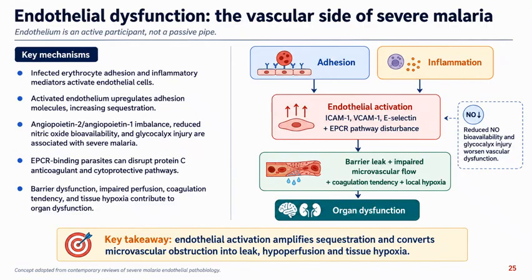This creates a vicious cycle. Adhesion activates endothelium. Activated endothelium becomes more adhesive. More parasites get sequestered. Perfusion is further worsened. Severe malaria is therefore both a parasitic disease and also a vascular disease.